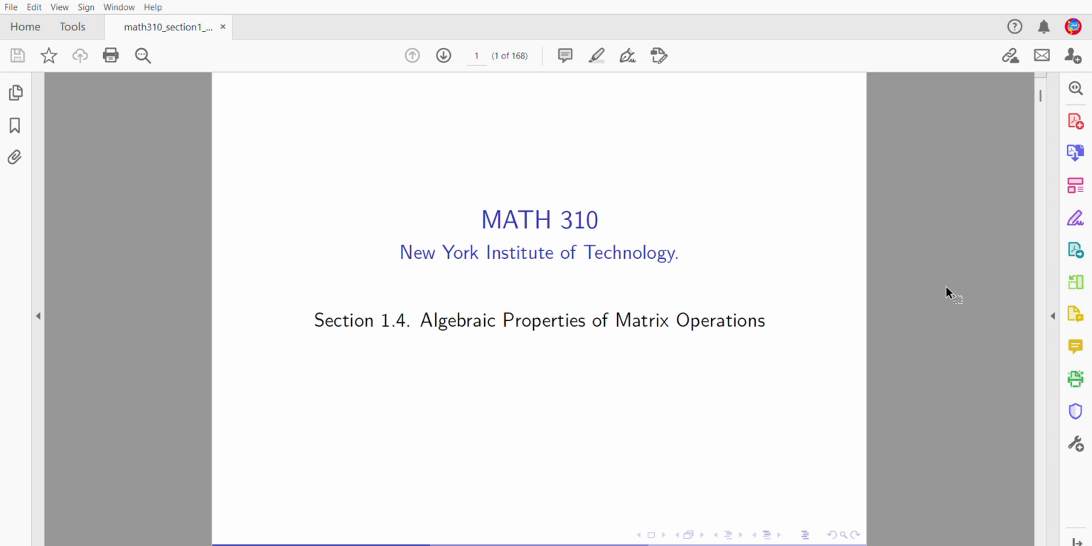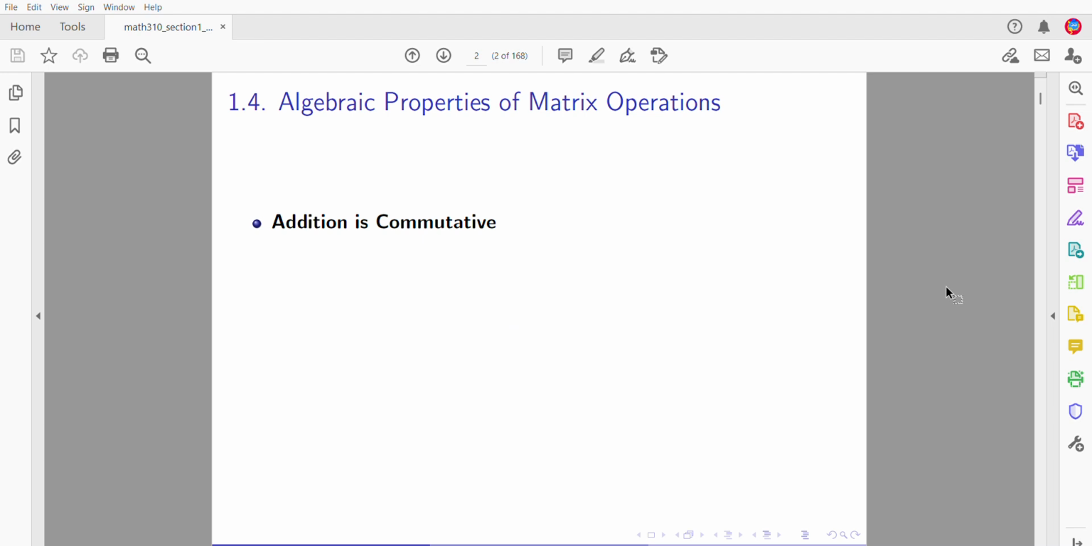Welcome back. Section 1-4 is on algebraic properties of matrix operations. Please expect one of the following proofs in your exams. That is, you will have to reproduce one of the proofs from this particular section in your exam. First algebraic property, addition is commutative.